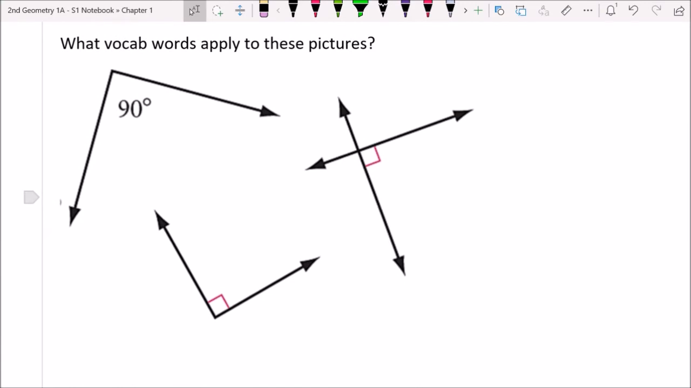All right, here's a quick vocab check. I think we talked about this in the previous lesson, but it's a good reminder. So what vocab word applies to all three of these pictures? There's actually a couple. You could have right angle, and I'm using the symbols now to save the words, or you could say perpendicular. There's that symbol again. There are perpendicular lines in these pictures.